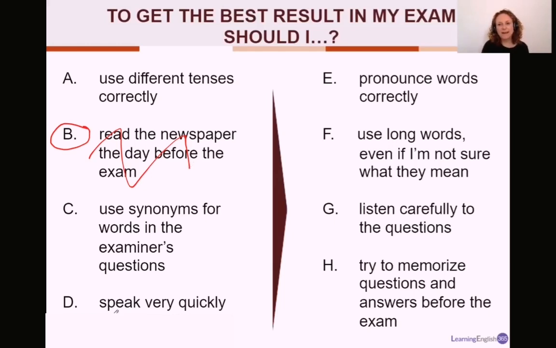Speak very quickly. No. The examiners, it's not a race. No, we talked about athletes on the previous slide, but it's not a race to get to the end as quickly as you can. You're still going to be sat there for 11 to 14 minutes, regardless of how quickly you speak.